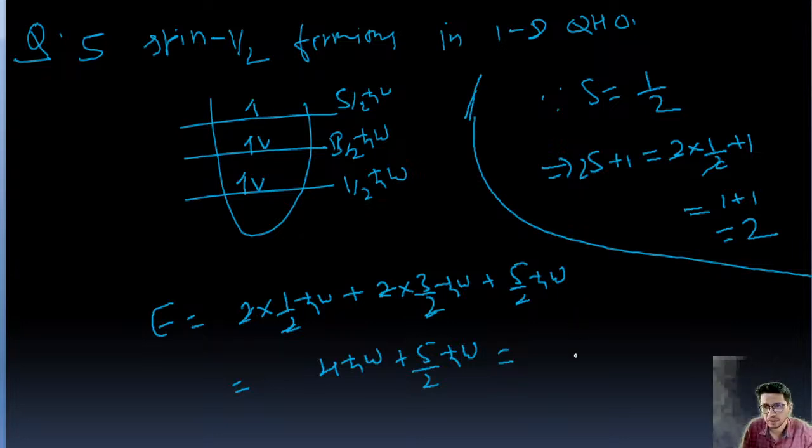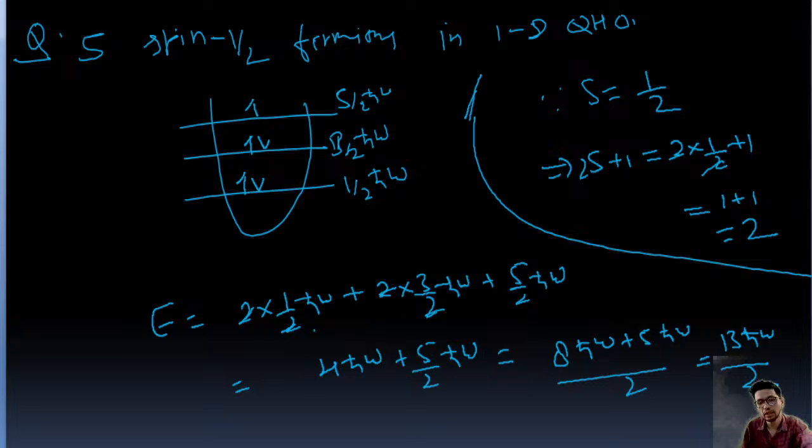Let's solve it. The 2 will get cancelled, so this is h cut omega, then 2 into 3 by 2 gives 3, plus 1 makes 4, plus 5 by 2 h cut omega. So this is going to be 8 h cut omega plus 5 h cut omega by 2, that means 13 h cut omega by 2. Okay, this is the energy.